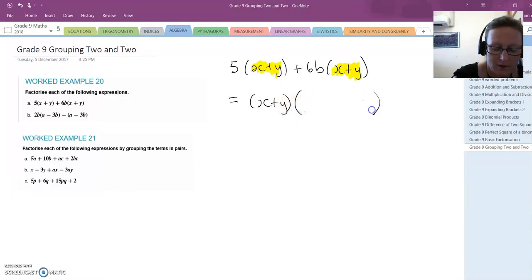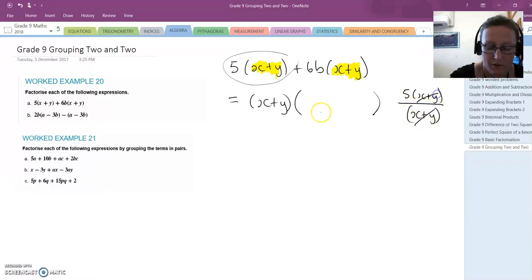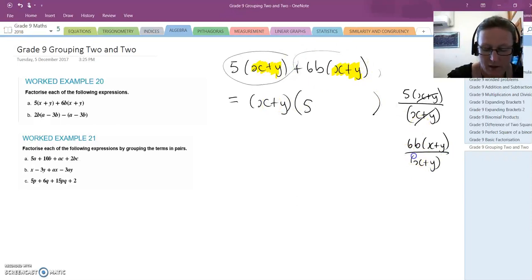Then, in our brackets, with our first term, we say 5(x + y). What are we left with if we have divided that by x plus y? Well, we're left with 5. And in our second term, we have 6b(x + y). We're going to divide that second term by x plus y. And what are we left with? We're left with 6b. So we have just factorised that expression.